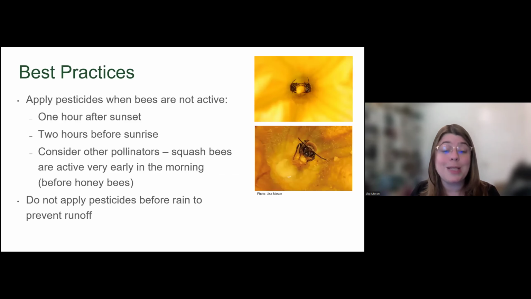Consider applying pesticides when bees are not active. So 1 hour after sunset or 2 hours before sunrise are good options. But also keep in mind, if you're applying before sunrise, those squash bees are very active in the early morning. So if you have squash or pumpkin flowers blooming nearby, keep that in mind. And you want to be mindful of runoff. So do not apply pesticides if it's going to rain shortly after.